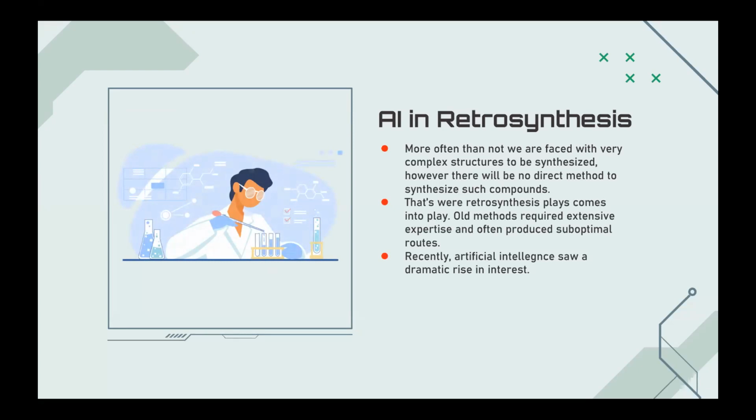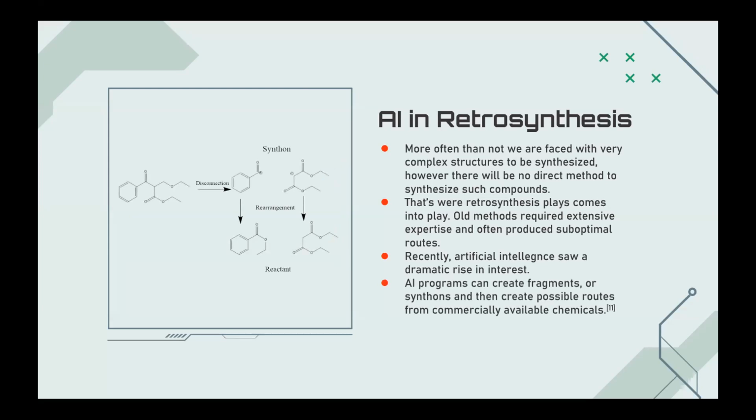However, with the recent rise in artificial intelligence, we can see artificial intelligence systems as good candidates in trying to predict starting materials of complex compounds. AI programs can fragment a compound into synthons. These synthons can then be rearranged and matched to a chemical that is commercially available, that we can use to build the intended compound from.